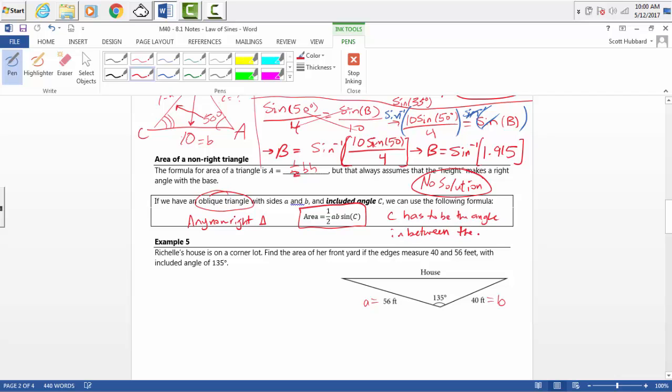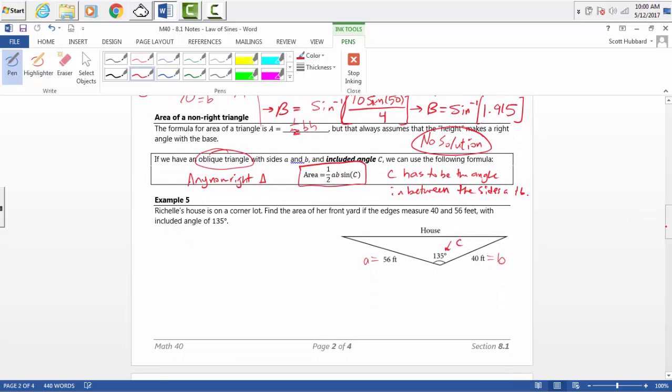The sides, A and B. If you have that, so that's big angle C, then the formula is just 1/2 AB sine C. And so for this problem, Rochelle's house is on a corner lot. She wants to find the area of her front yard.